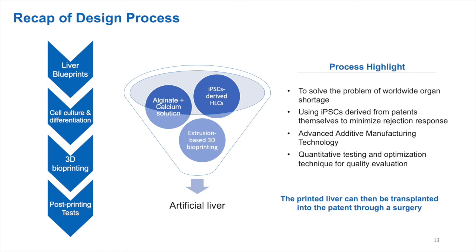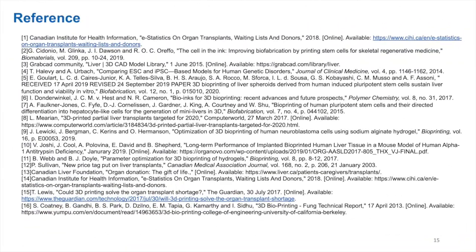By completing the 4 steps, a 3D printed artificial liver is successfully made and will then be transplanted into the patient through a surgery. This concludes our presentation for today.